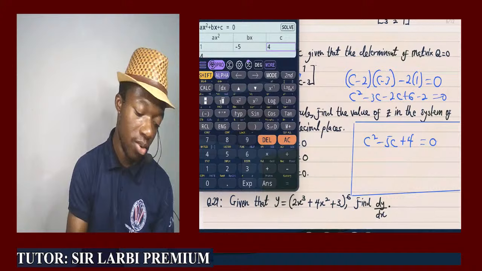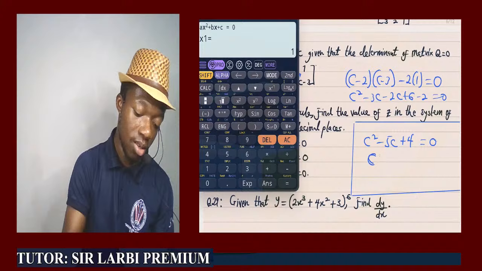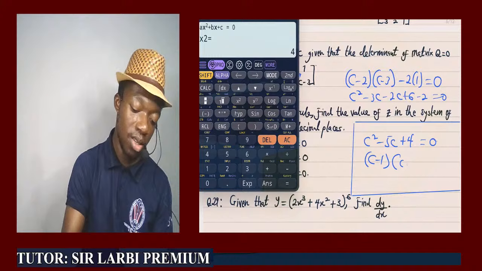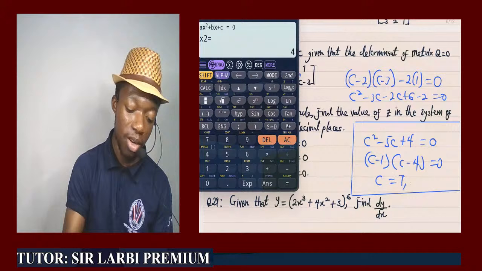So I'm having my first C to be 1. So I'll have C minus 1, then I'll have c minus 4, and that should be equal to 0. So therefore we have c to be equal to positive 1 comma 4.